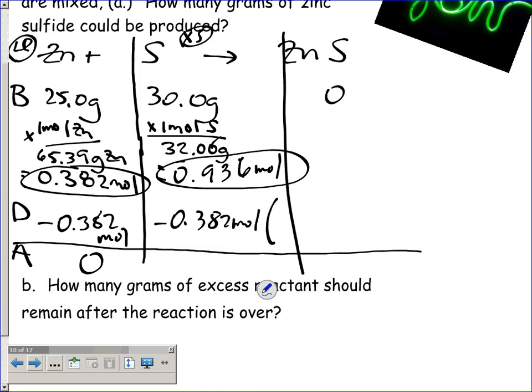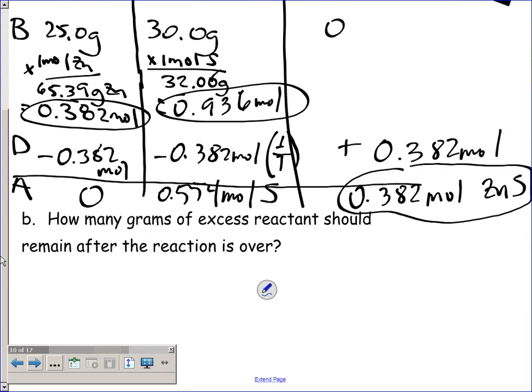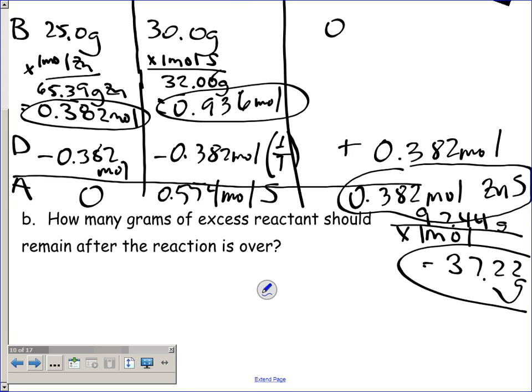So let's go ahead. Oh, what was our question? How many grams of zinc sulfide could be produced? So I don't have grams here of zinc sulfide, but what do I have? I have moles, so what would I need to do? Just convert to grams. I'm trusting you can convert that to grams. I will tell you the answer. 1 mole, 97.44 grams per mole, is 37.22 grams. That's how many grams of zinc sulfide that is.